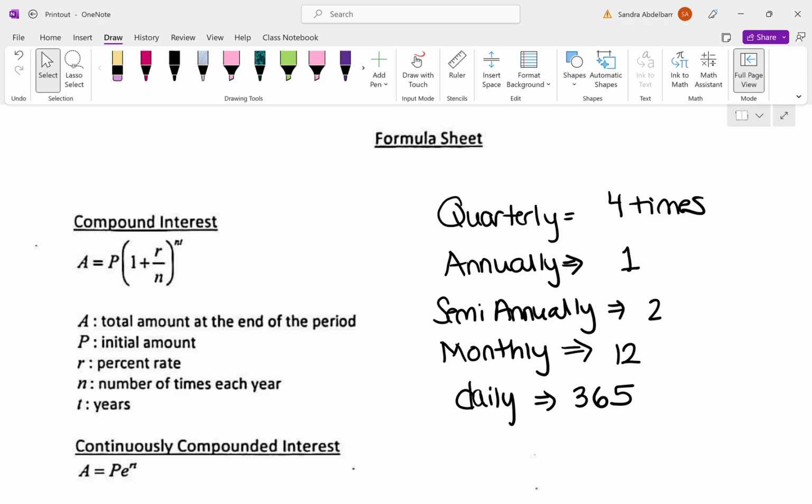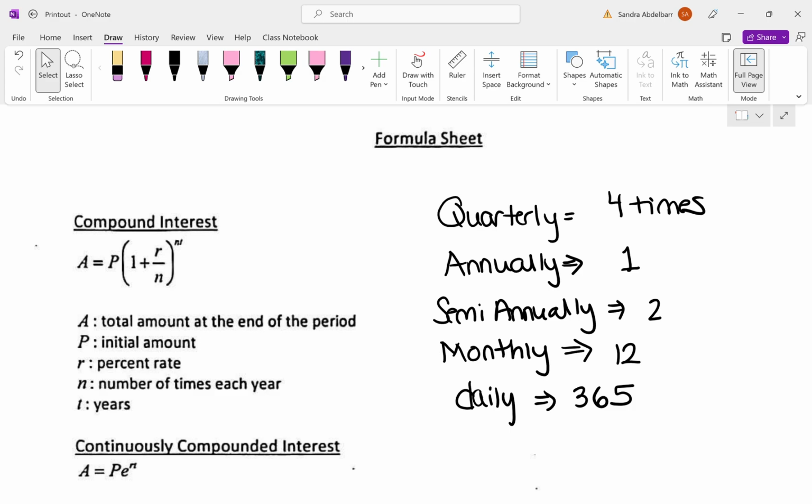Wait, what's the exponent? NT. NT in the exponent? NT in the exponent. It's in both spots. I think I got it right. What do you think?